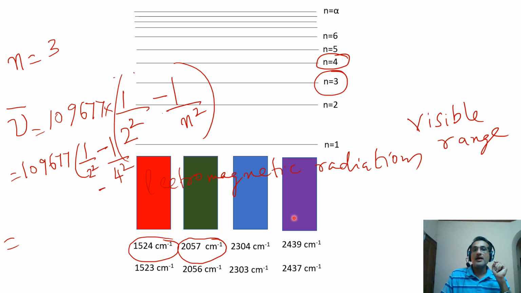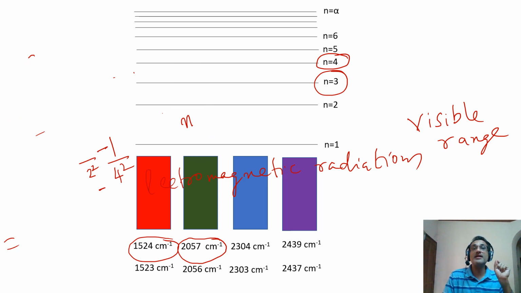So his observation was that the wave numbers corresponding to the visible regions of the electromagnetic radiations which are emitted by an excited hydrogen atom satisfy his equation wherein he had put the value of n equal to 3, 4, 5 and 6. So these electromagnetic radiations which were falling within the visible region were named after the great scientist Balmer.